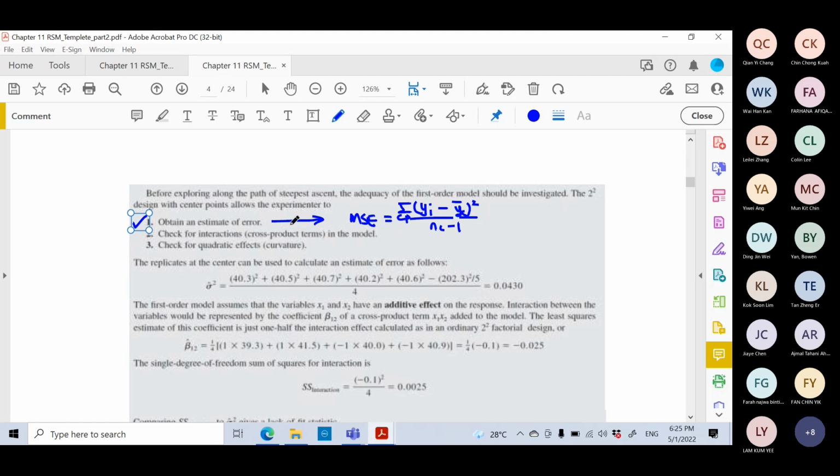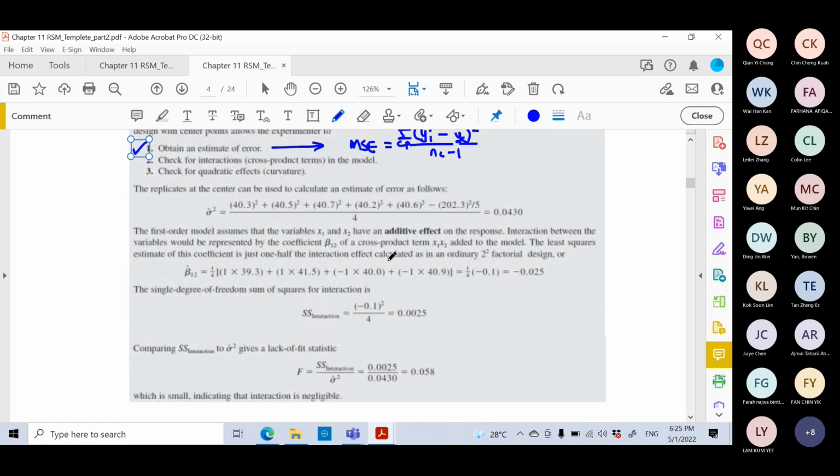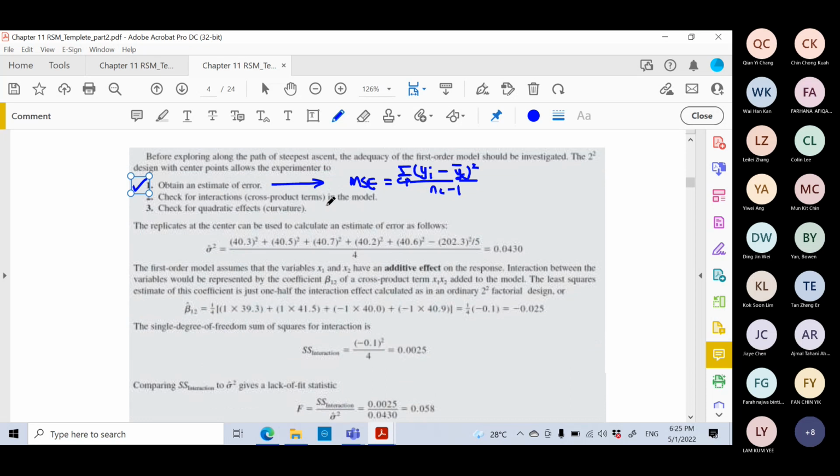The second thing, we can check whether the interaction is in the model or not. That one I will go through later. The third one, we can check the quadratic effect. To summarize: the first one is to estimate the error, the second one is to check whether the interaction is necessary, and the third one is to check the quadratic effects.